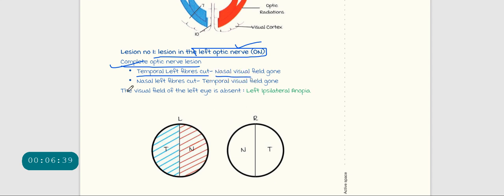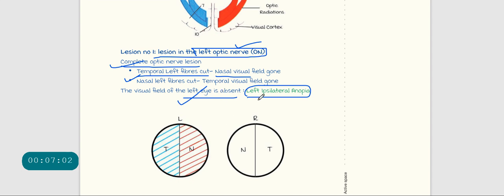Now the visual field of the left eye is absent. The visual field of the left eye is absent in left ipsilateral anopia. So the left eye vision is lost in left ipsilateral anopia.